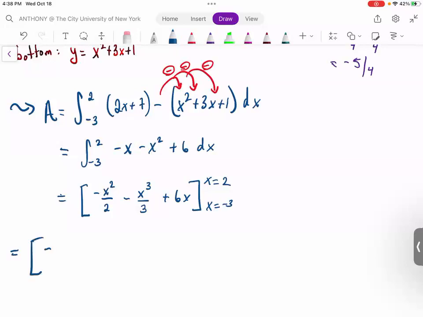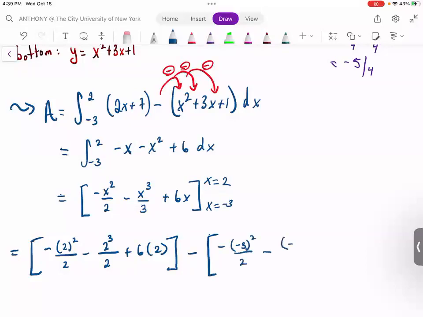You're going to get negative on the outside of 2 squared over 2 minus, sorry, not 3 squared. Should have been 2 cubed. Plus 6 times 2 minus, what happens when I plug in -3? So we have negative of -3 squared over 2 minus -3 cubed over 3 plus 6 times -3.